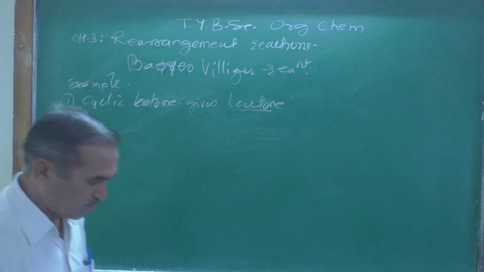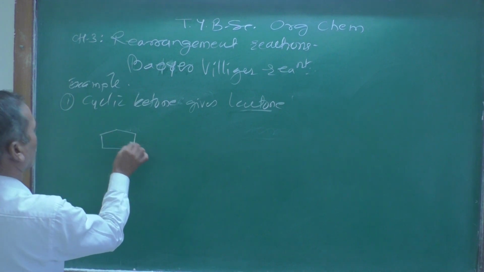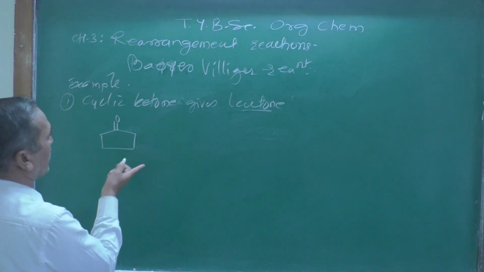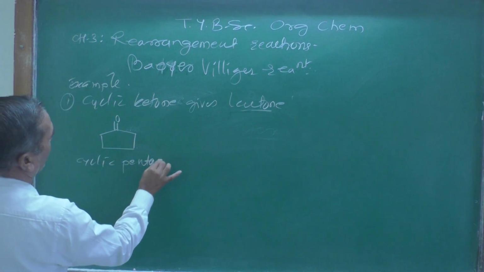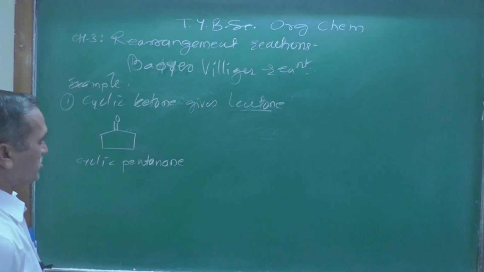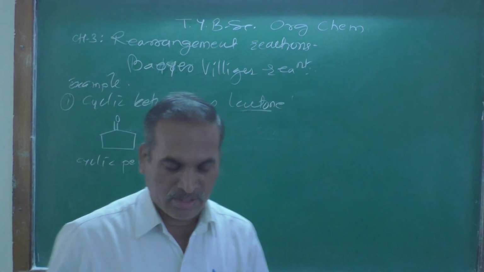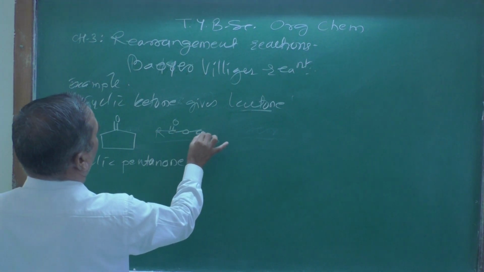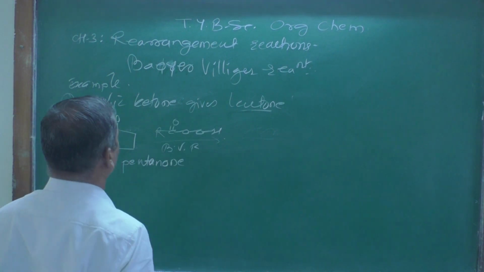How does the cyclic ketone give the lactone? Let us see here. Simplest ketone. Here suppose you have this one, C double bond O. This is a cyclic pentanone. Pent indicates five carbon atoms in the ring, and therefore it is known as a cyclic pentanone. When it is treated with the peracid, for example, suppose R C double bond OH, this is a peracid. This is a Baeyer-Villiger rearrangement reaction, BVR.